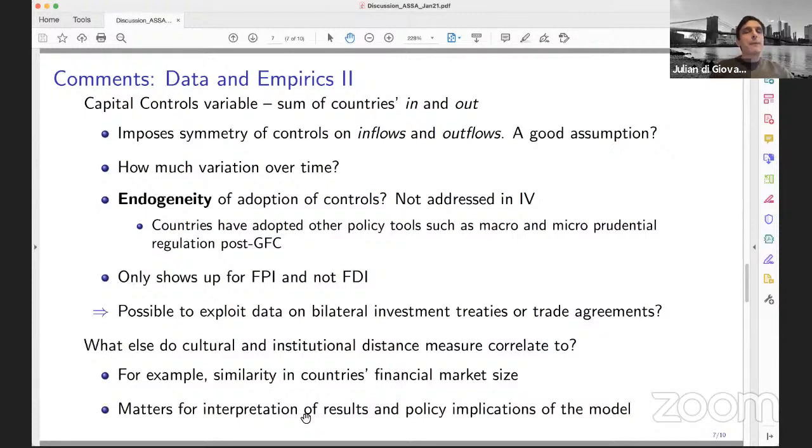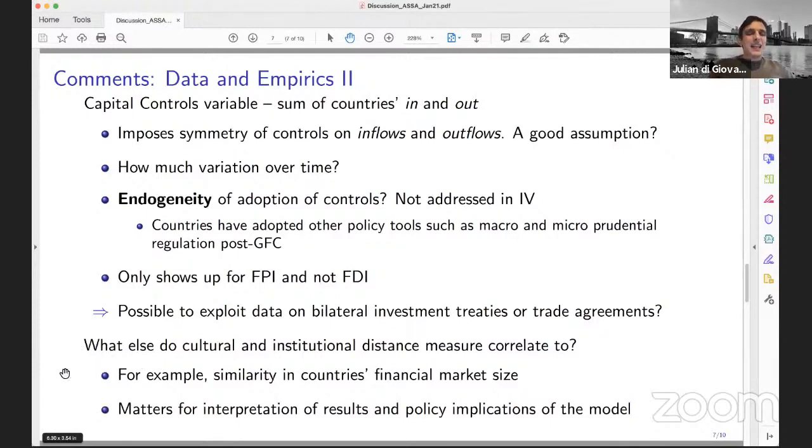Moreover, how do these capital controls vary over time? There's potential endogeneity of the adoption of controls over time, which is not addressed in the IV strategy. Indeed, besides capital controls, since 2009, there's plenty of microprudential policies that have been put into place across emerging markets, in part to deal with volatility of capital flows. And indeed, you only see this showing up for portfolio flows rather than FDI. So there are other variables. I think I've used them a long time ago in some papers. You can exploit data on bilateral investment treaties or trade agreements to potentially enrich the analysis.